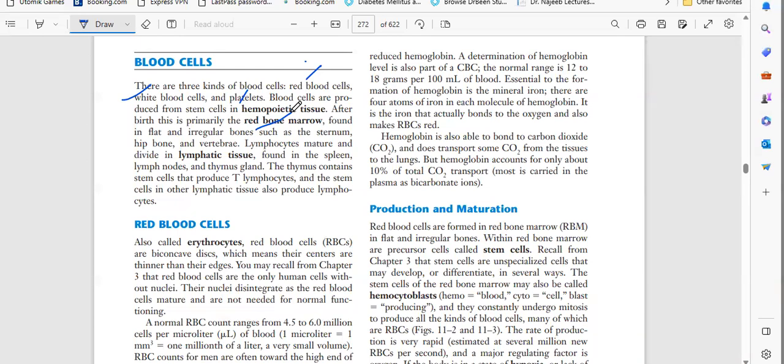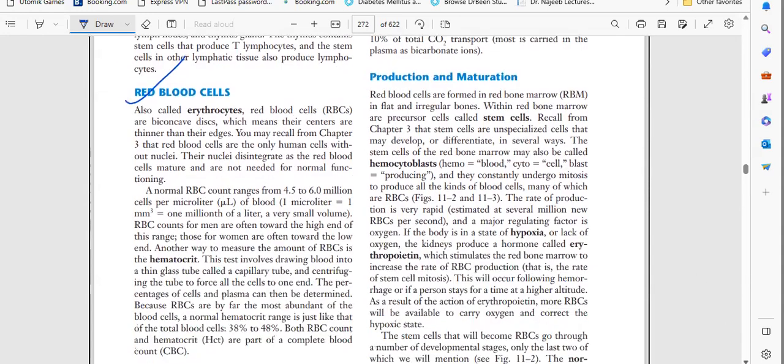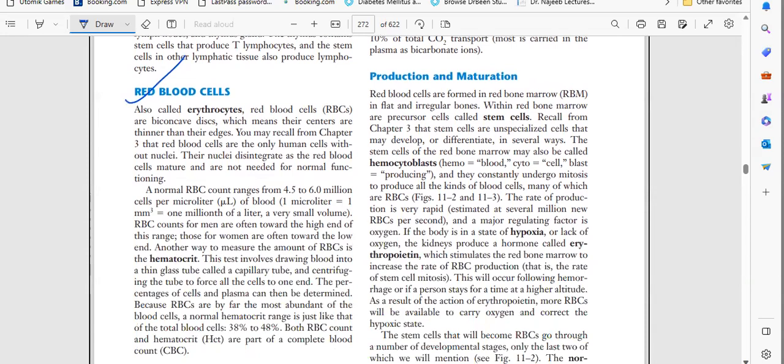Then these are the blood cells, but in the blood cells we have different types of cells we will talk about. So here, the first blood cell is red blood cells. Red blood cells are also known as erythrocytes. What is the other name of red blood cells? That is erythrocytes, and also known as RBC. It is very important. They are biconcave in shape.